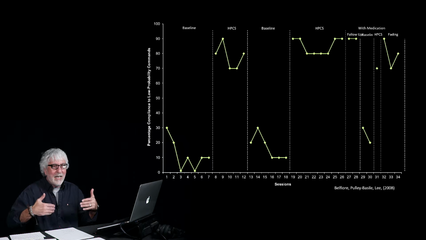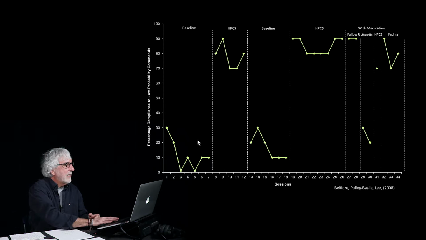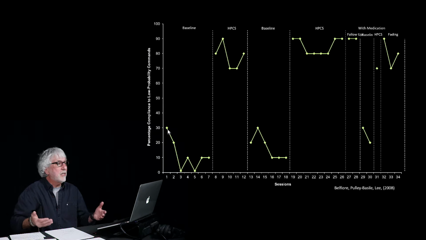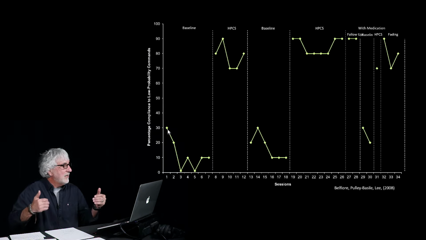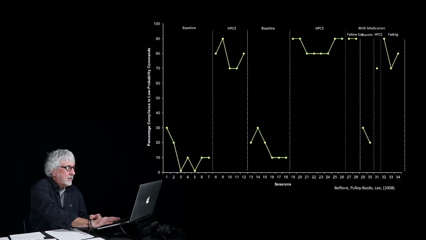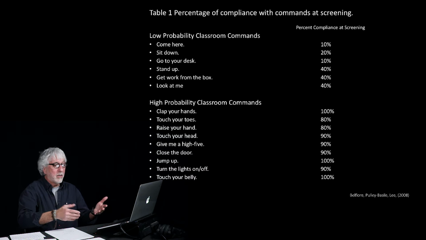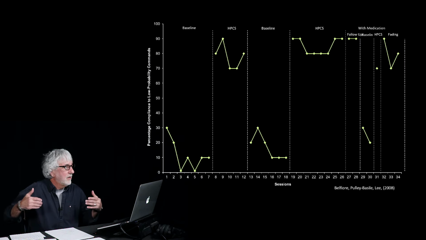She delivered 10 low P commands every session. We then counted the percent compliance to those low P commands. So the first baseline session shows the first session at 30, second session at 20, and then 0, 10, 0, 10, 10. So during baseline, the student complied to these low probability commands between 30% and 10%.